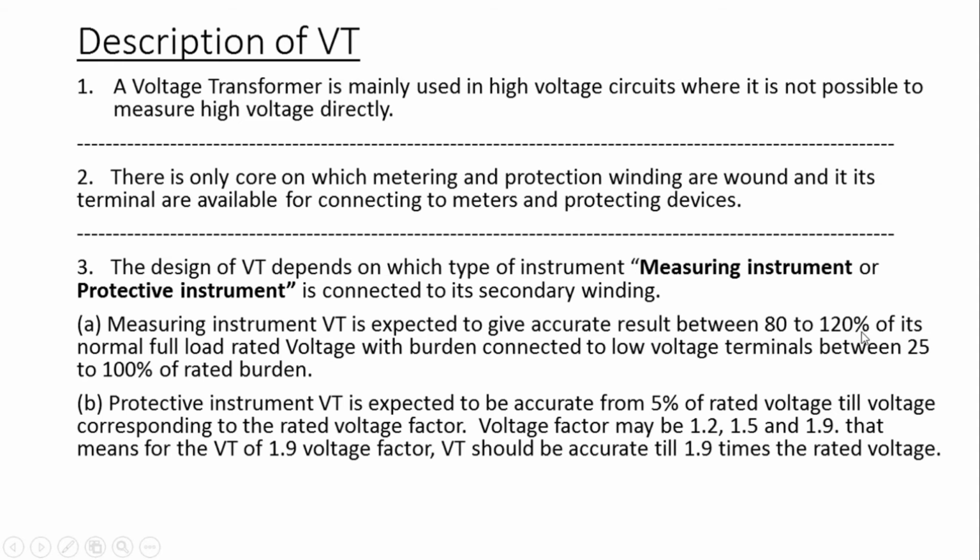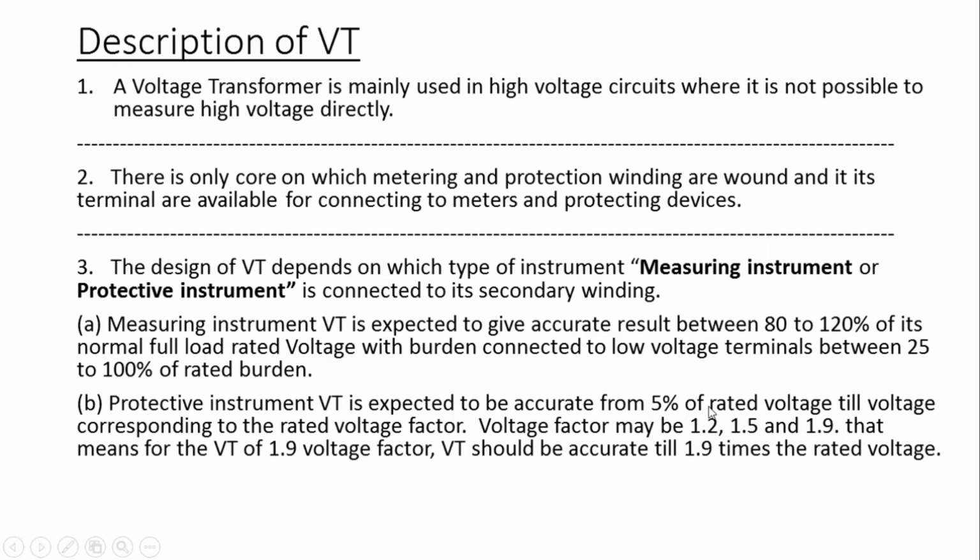A measuring instrument VT is expected to give accurate results between 80 to 120% of its normal full load voltage, with the burden connected to low voltage winding terminals between 25 to 100% of rated burden. Here the VT will be accurate only if its output error does not cross the range of fixed bandwidth values as per standards when the voltage is applied at various levels. The accuracy limit is determined in terms of ratio error and phase error, which we'll see later.